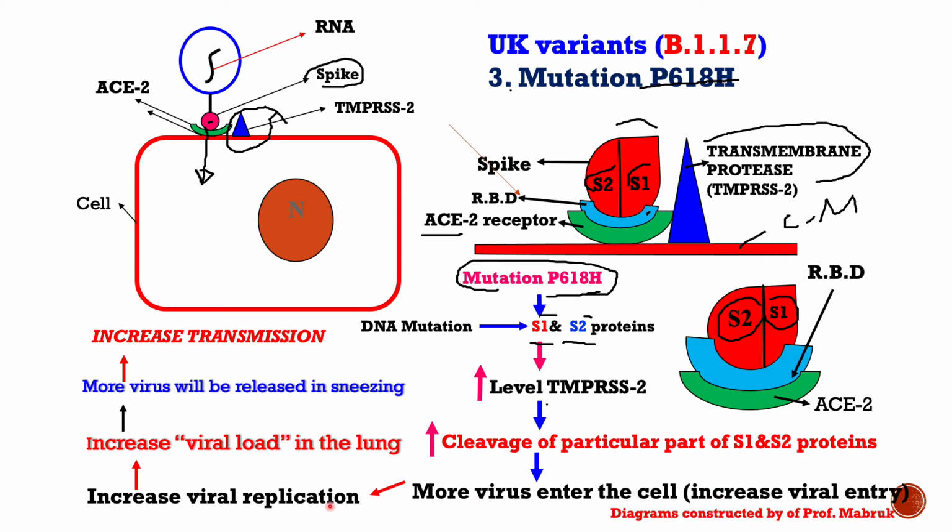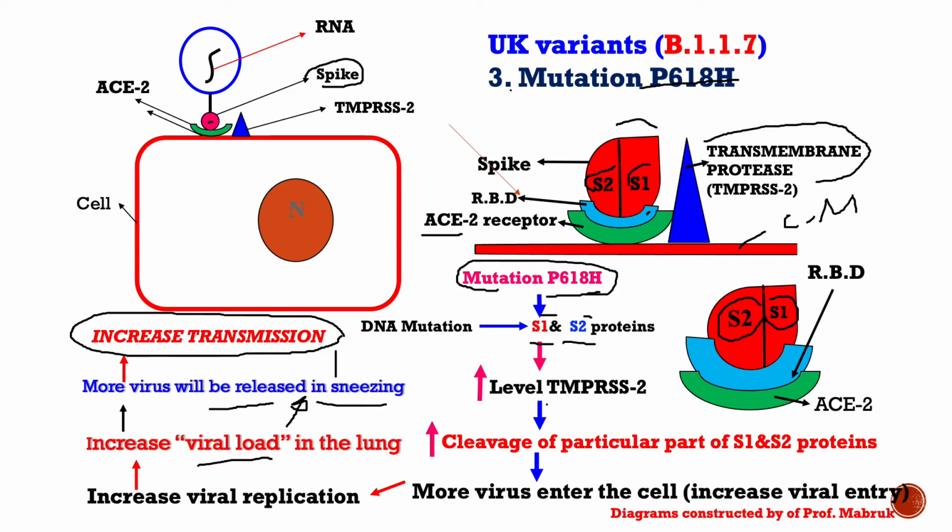So more virus enters into the cells, so this will result in the increase in the viral replication inside the cells. So this will result in increase in the viral load inside the cell. So then, as I mentioned previously, because there is an increase in the viral load, more virus will be released from the droplet of the infected individual or in the sneezing. So this will result in more transmission of the coronavirus COVID-19 UK variant. So you see here, you see what we have here.